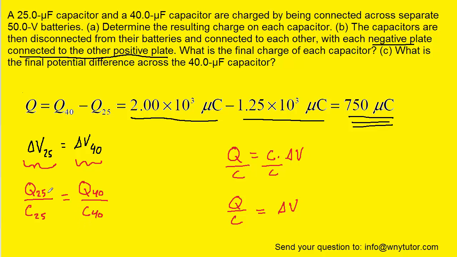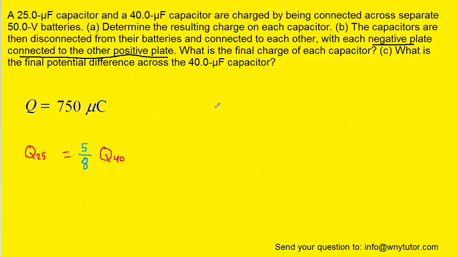Now at this point, just remember that we don't actually know the charge on the 25 microfarad capacitor or on the 40 microfarad capacitor, but their capacitances still remain the same. So we can actually fill in 25 microfarads here and 40 microfarads here. Now what we'll do is we'll solve for Q25 by multiplying both sides by the 25 microfarads. On the left side, of course, the 25 will cancel out. Now the microfarad units will cancel, and if you pick up your calculator and divide 25 by 40, you should get 5/8. So we can rewrite the equation as follows.